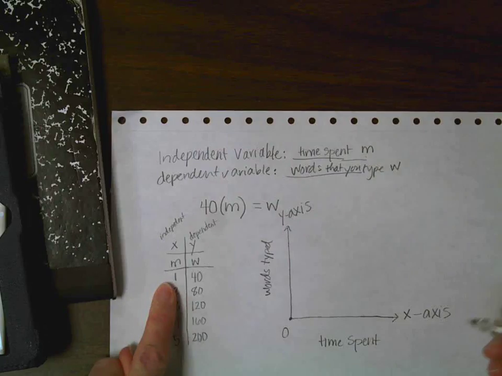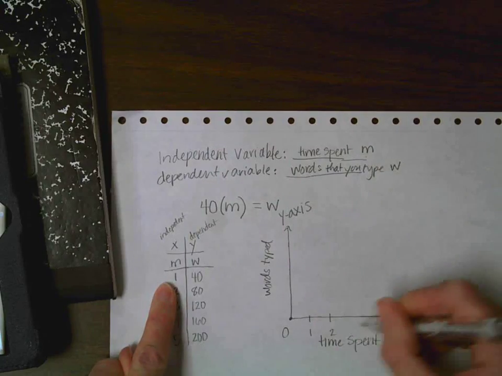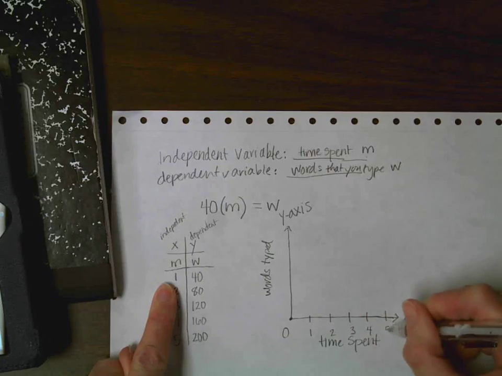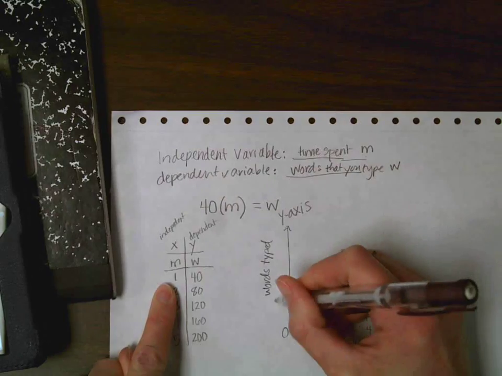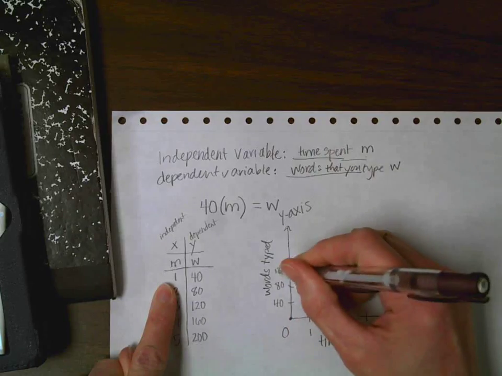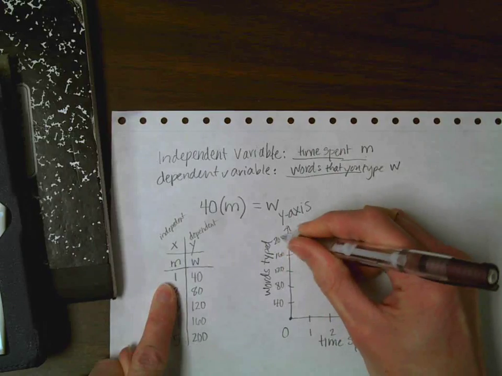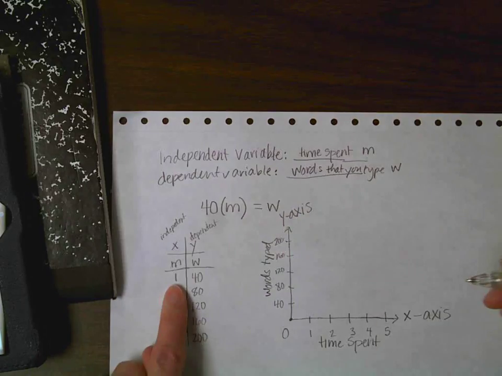Make sense? So then, what did we go up to on our ratio table? We went to 1, 2, 3, 4, and 5. So that's what our counting looks like on the x-axis. Now let's do the y-axis. We had 40, 80, 120, 160, and 200. Okay? All right, and now we graph it.